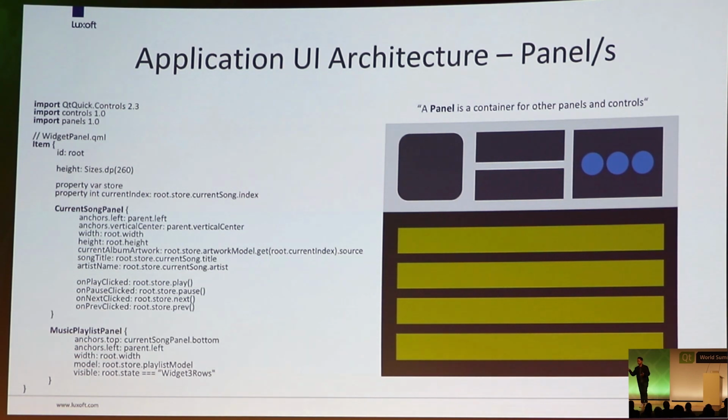So inside the panels, I took this example of a music application. Inside the panels, you have the upper part as the current song panel, and the bottom part is the music list panel. The current song panel, as you can see there, doesn't really care about the list of musics we have, it only cares about the current song. So you can see that we start sourcing the store over there. Like here, the current album artwork can easily get the data directly from the store, and also the title and artist name. And as well for the music playlist, you can simply get the playlist model from the store right away. Later, you can test these components separately and independently.